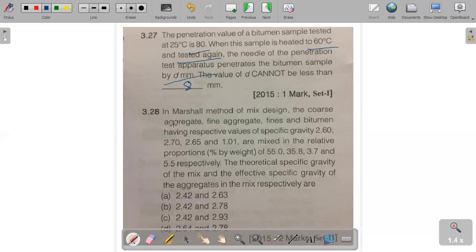This question is that in the Marshall method of mix design, the coarse aggregate, fine aggregate, fines, and bitumen having respective specific gravity values of 2.60, 2.70, 2.65, and 1.01 are mixed in the relative proportions, in percentage by weight, W1 is 55, W2 35.8. Basically these are G1, G2, G3, and G4, and here W3 is 3.7, and W4 is 5.5. All of these are in percentage. The theoretical specific gravity of the mix and the effective specific gravity of the aggregate in the mix, respectively, are.